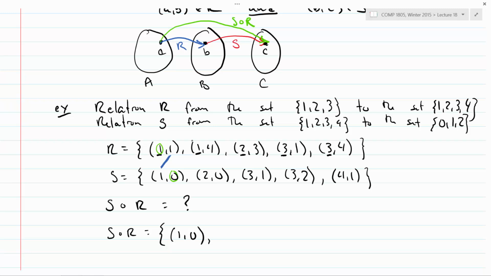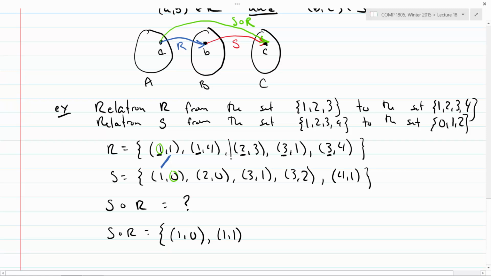Okay, so now I start with 1, 4 in R. So now I'm over here. And I look for everything that starts with a 4 in S. So the only thing that starts with a 4 in S is 4, 1. So I have 1, 4, 4, 1. So what goes in S follows R? 1, 1. Good. All right. And nothing else starts with a 4, so I'm done for now.